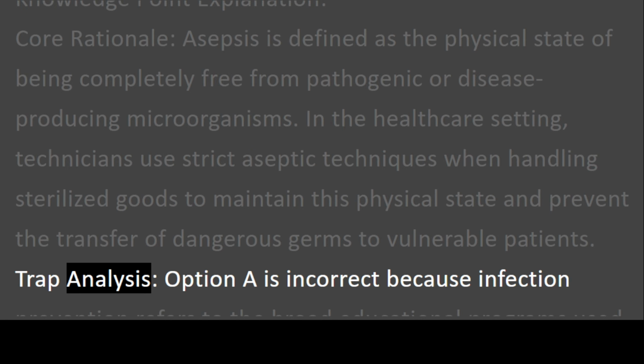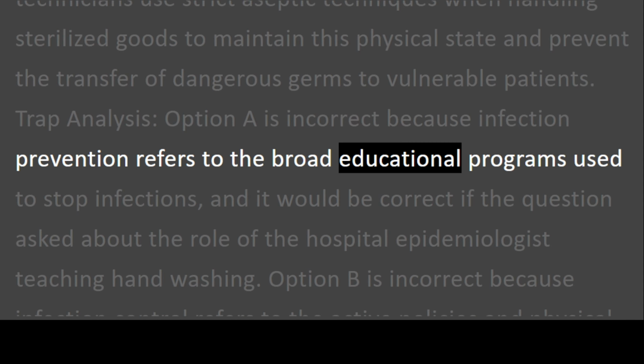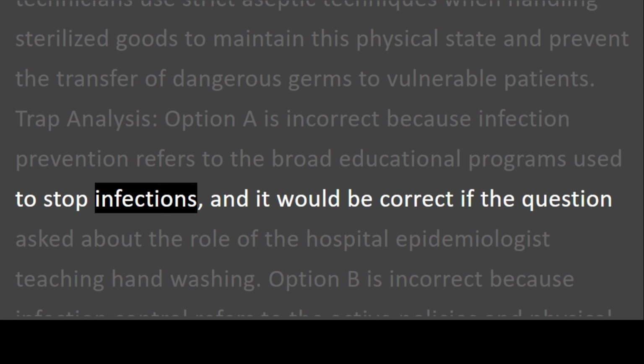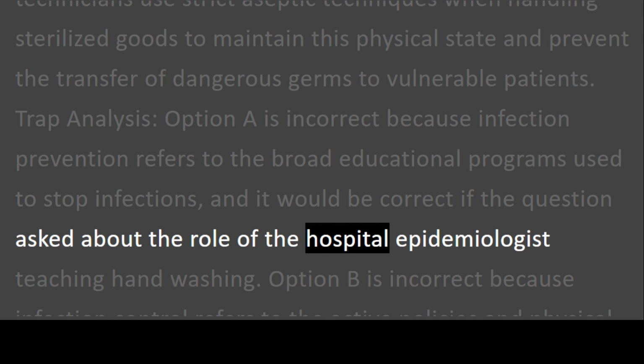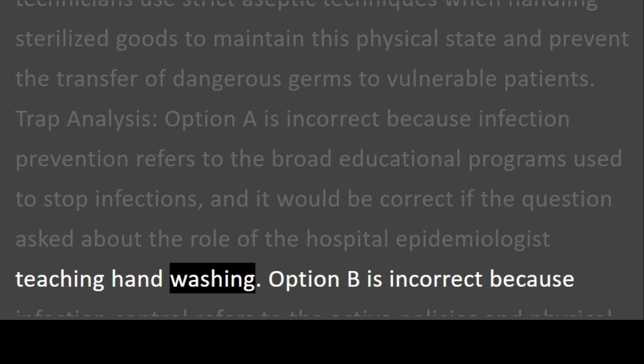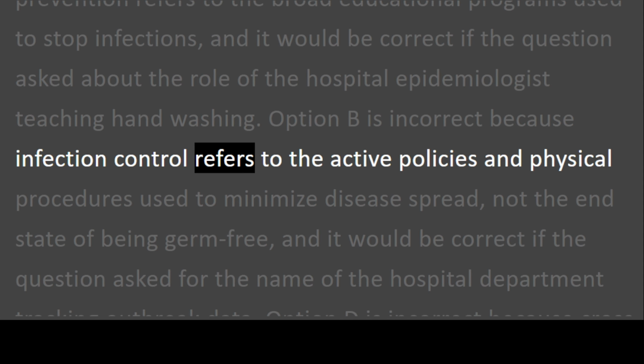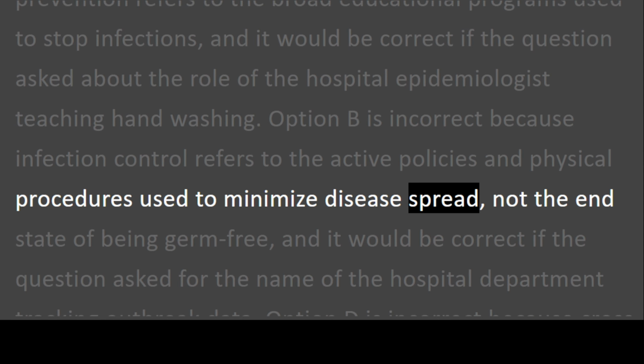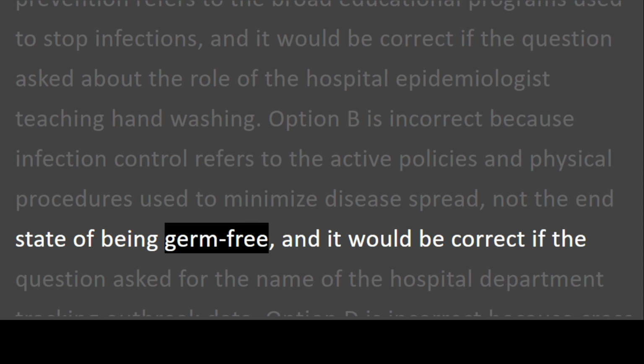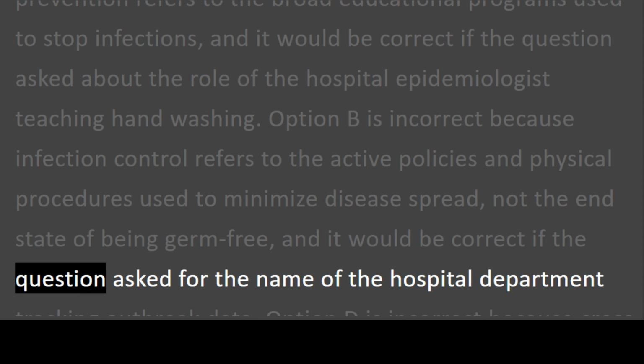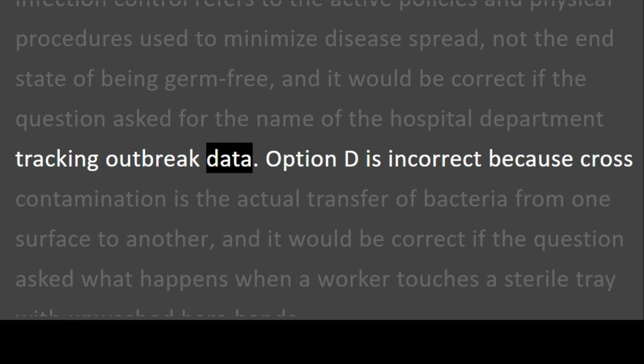Trap analysis: option A is incorrect because infection prevention refers to the broad educational programs used to stop infections, and it would be correct if the question asked about the role of the hospital epidemiologist teaching hand washing. Option B is incorrect because infection control refers to the active policies and physical procedures used to minimize disease spread, not the end state of being germ-free, and it would be correct if the question asked for the name of the hospital department tracking outbreak data.